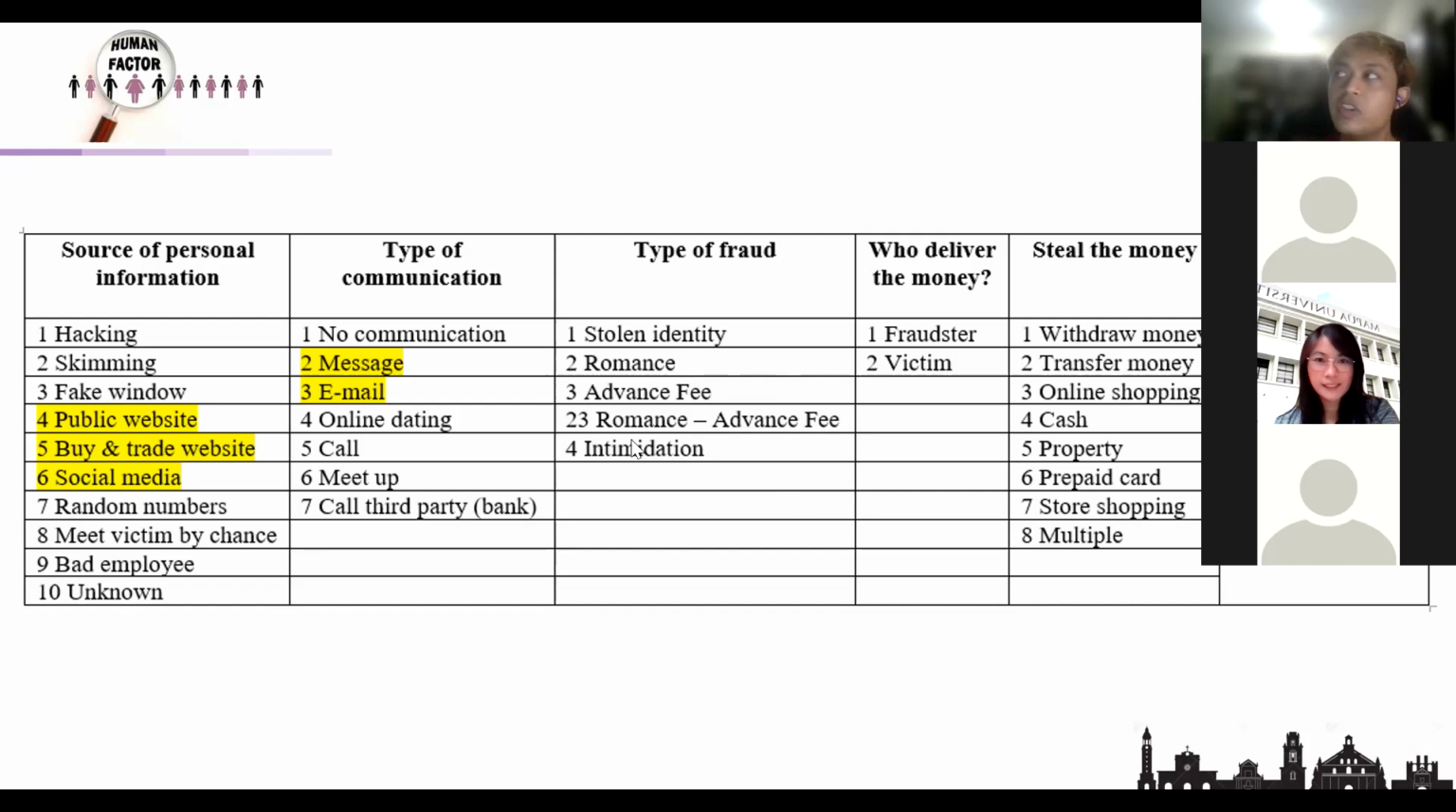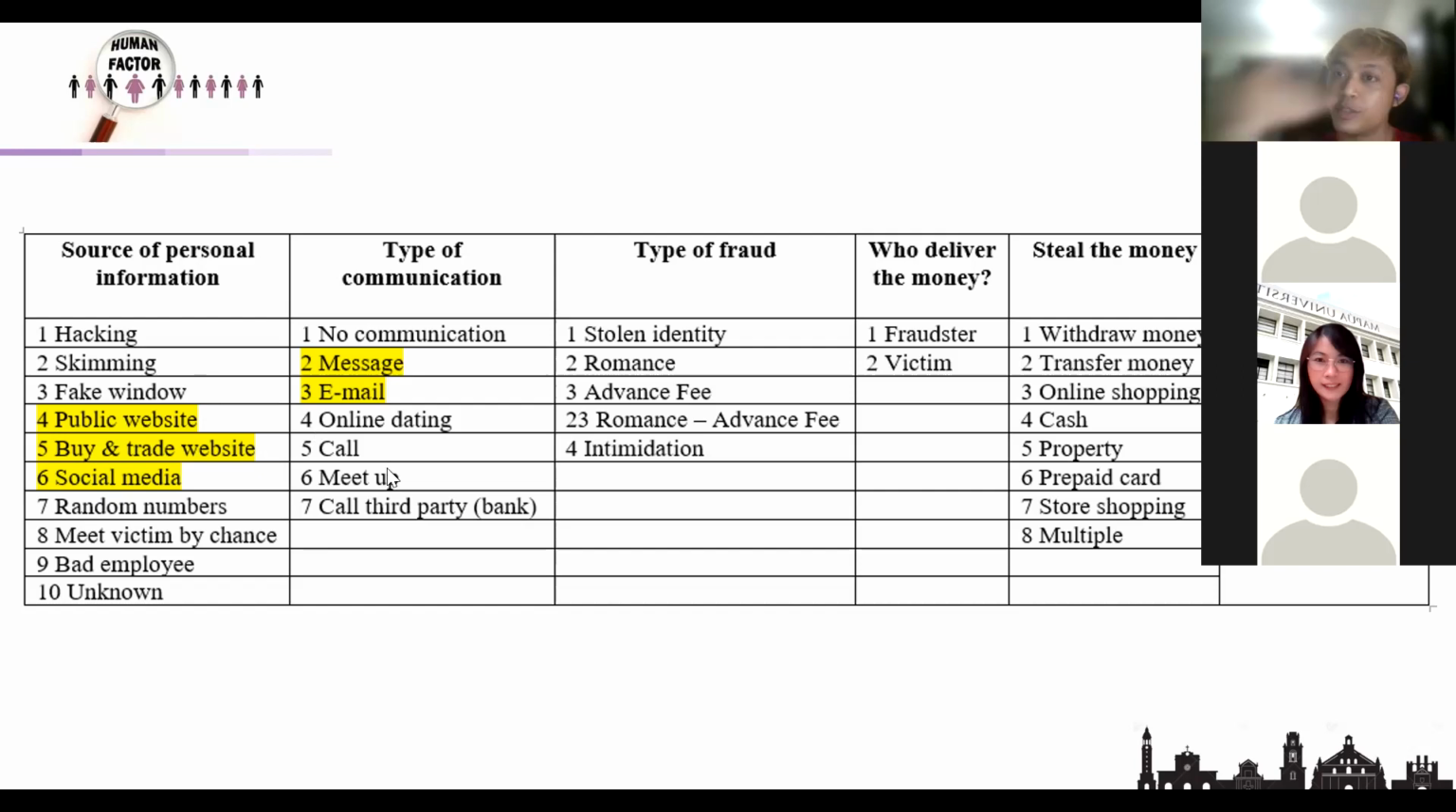The last one is intimidation. It's very funny that my neighbor next to my house got defrauded by intimidation. The fraud intimidation is always like this: hey, your son got in an accident, and so on. Here in the Philippines, it's the dugu-dugu gang. Your son got ill, blah blah blah, and so on. Come on.